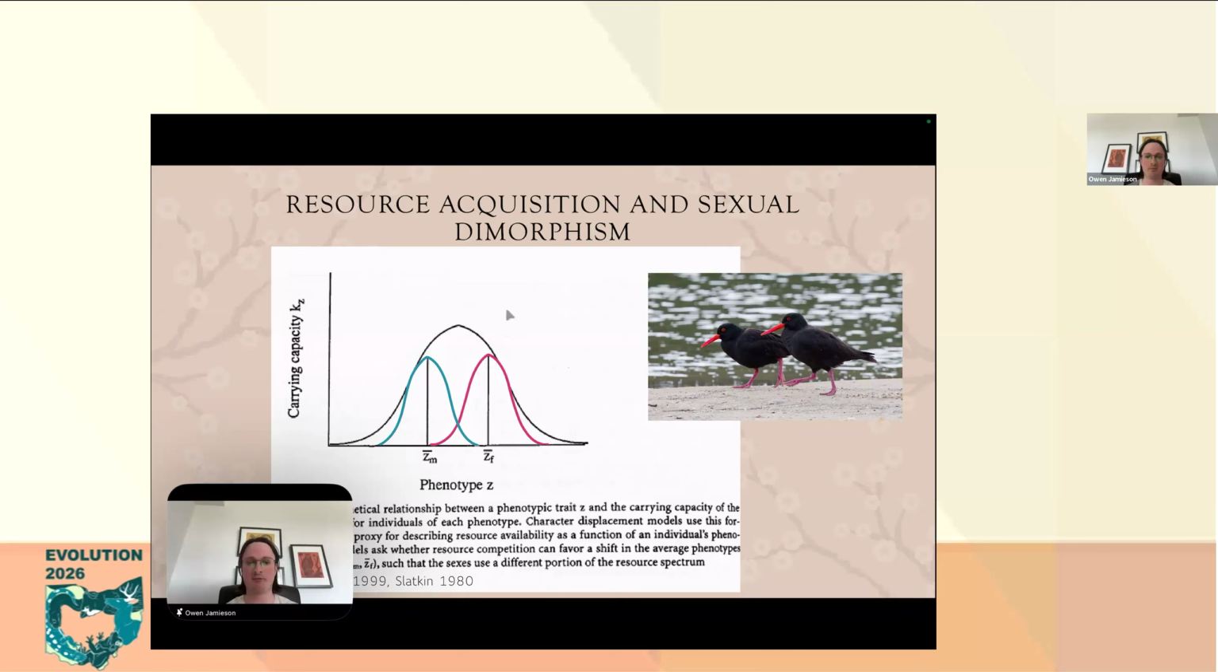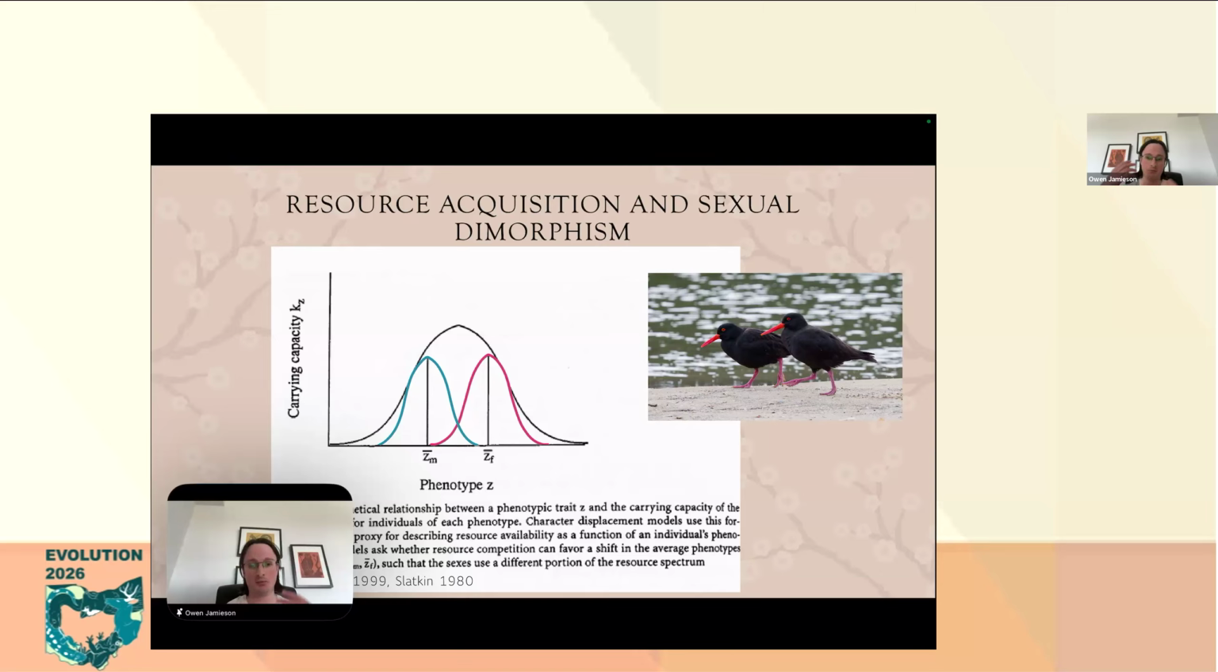Like right here, this is a model from Slatkin from the 80s. This is based off of his ecological character displacement model, and he tweaked it to be more so about intraspecific competition as opposed to interspecific. And he's just showing here that if there's two different phenotypes, a male and a female phenotype, and they can specialize and use their environment differently, they can increase the carrying capacity of their total environment. So not only does it benefit the individual sexes, but also the population as a whole.